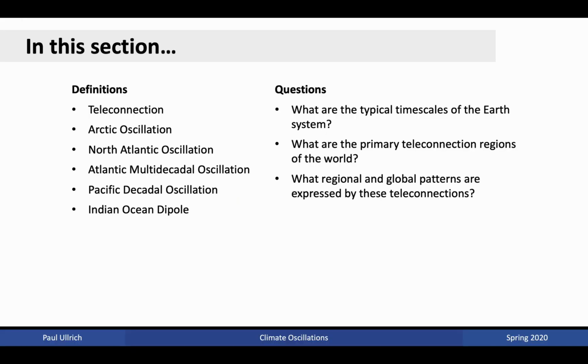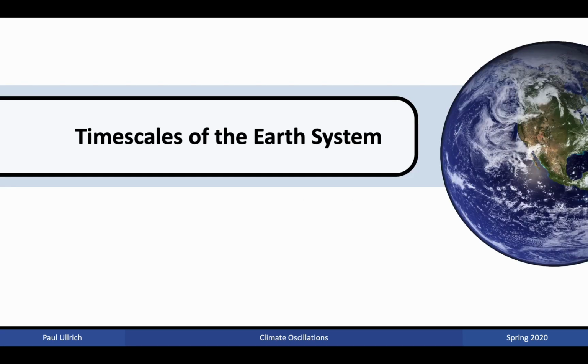In this section, we're going to define teleconnection, Arctic oscillation, North Atlantic oscillation, Atlantic multidecadal oscillation, Pacific decadal oscillation, and Indian Ocean dipole. The key questions we will answer are: what are the typical timescales of the Earth system? What are the primary teleconnection regions of the world? And what regional and global patterns are expressed by these teleconnections?